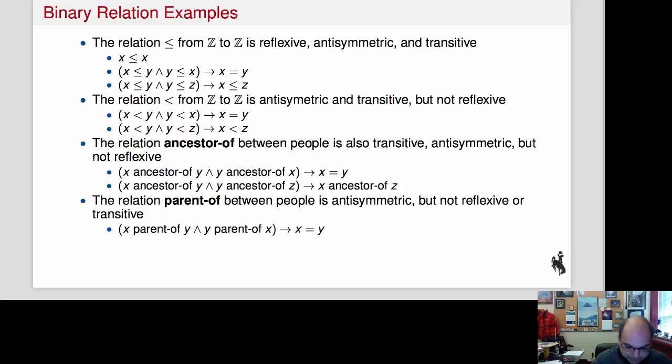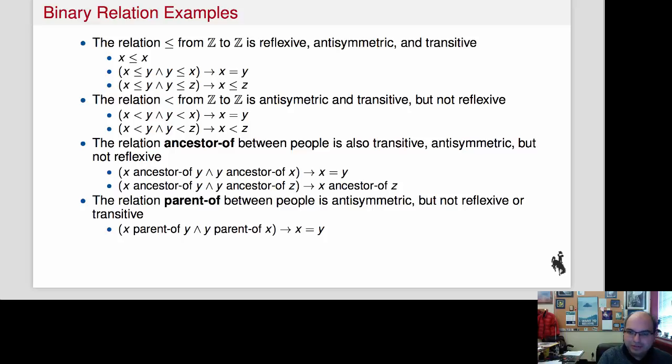How about parent? Okay. Well, parent again, reflexivity won't happen because nobody is their own parent, right? How about transitivity? No. X is a parent of y, y is a parent of z. That means that x is a grandparent of z, not parent. So it's actually not at all transitive, okay?